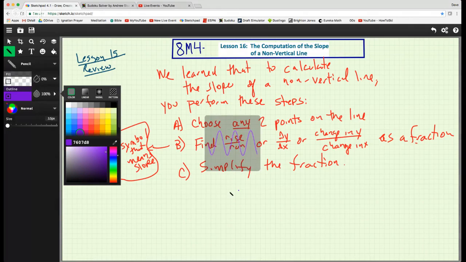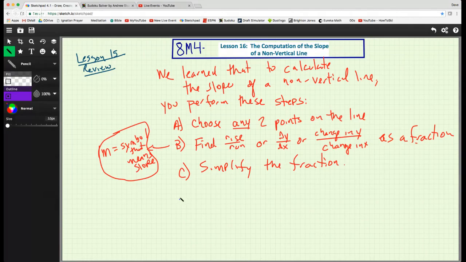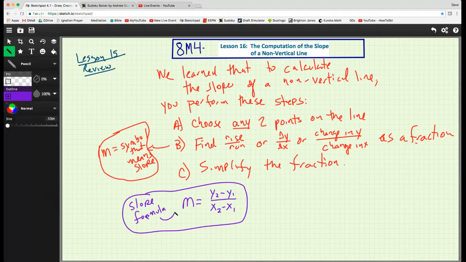Now, one way that we can formalize this, and this is something you're going to see in math classes in years to come, is this formula that says m, which is the slope, is equal to y2 minus y1 over x2 minus x1. And this is called the slope formula. All this is doing is what we already know how to do, and it's just a formal way of stating it.